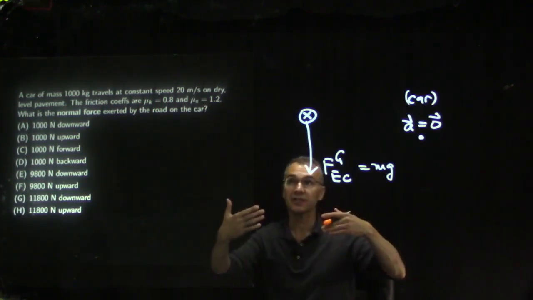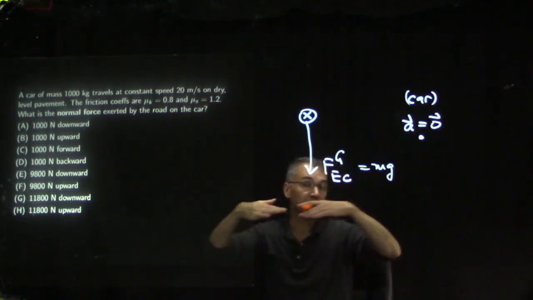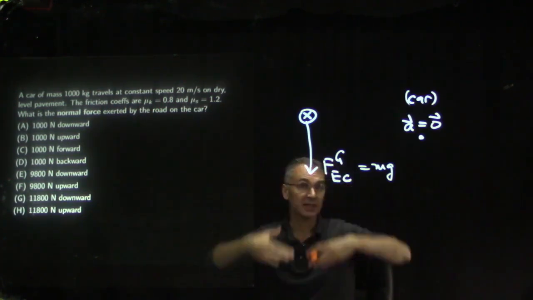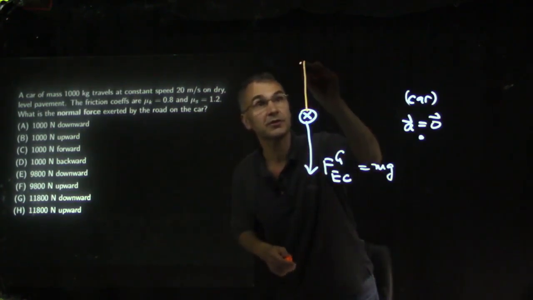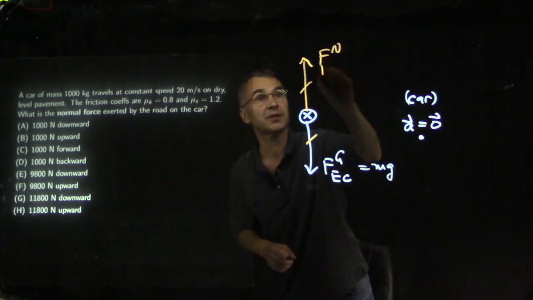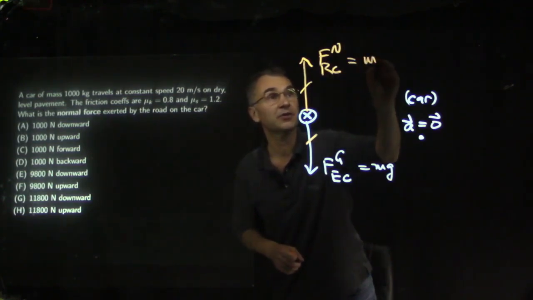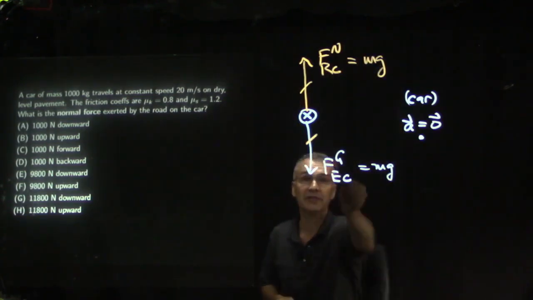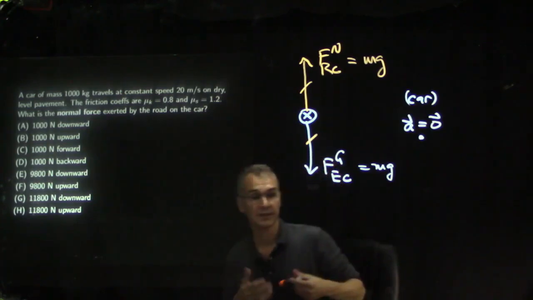We're told that the car is not accelerating. Even if it were accelerating forward or backward, it's not accelerating up and down. The normal force is going to exactly balance the gravitational force. So this is the normal force exerted by the road on the car. So that's going to be the same mg. The gravitational force by Earth on the car is the car's weight, mg.